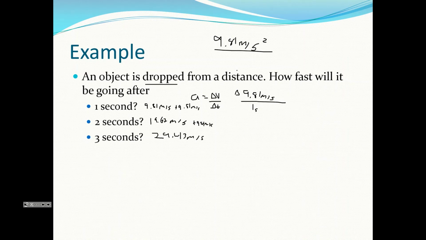No matter what the object is, no matter what the mass, if we ignore air resistance and the force of gravity is acting on it, it's going to gain 9.81 meters per second every second it falls. If it falls for 10 seconds, then it's going to be going 98.1 meters per second, because this is going to be 9.81 plus 9.81 plus 9.81 plus 9.81 10 times, or 9.81 times 10, and that's how fast it's going to be going, 98.1 meters per second.